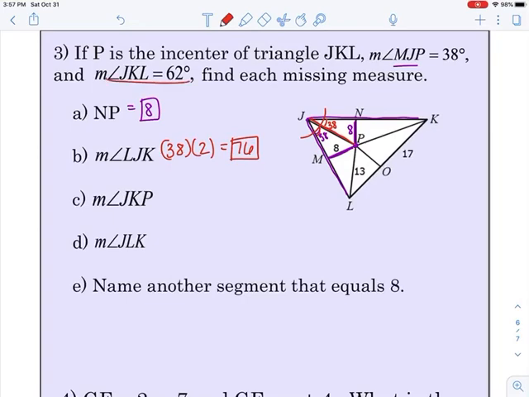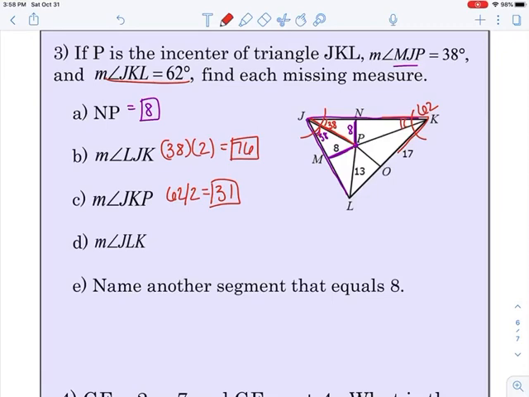Okay, let me put this JKL in the picture too. JKL is this entire angle that I just highlighted, and that's 62 degrees. And the next thing I need to find is JKP. JKP is half of that angle. So if I take 62 and divide it by 2, I'm going to get an answer of 31.